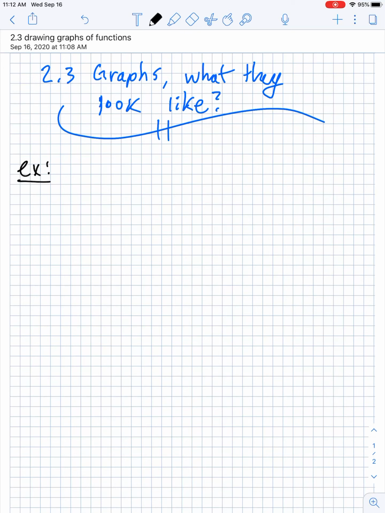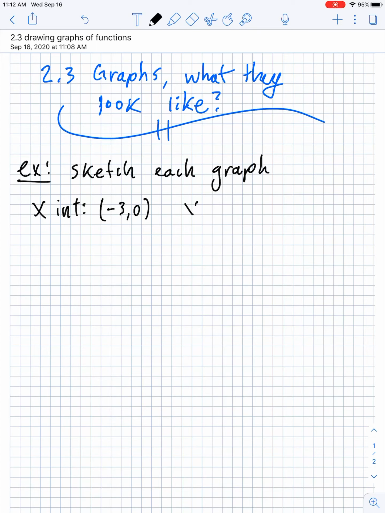We're just going to jump into it with some examples. So, first example, draw the graph of each line. So, sketch each graph. And I'll talk about what a sketch of a graph should look like, what the important parts are. The first one, x-intercept. So the x-int is at -3, 0. Negative, I'm going to undo that. -3, 0, and y-intercept at 0, 5. So the y-int is at 0, 5.